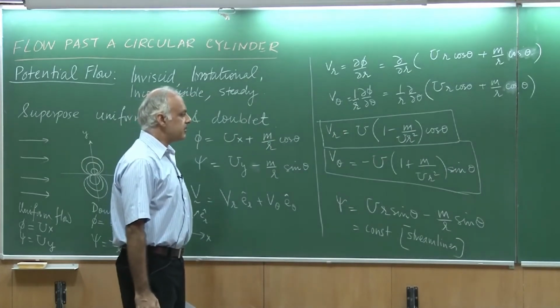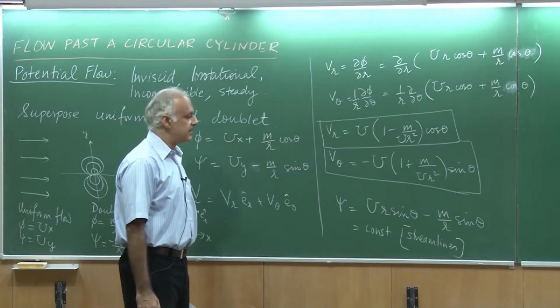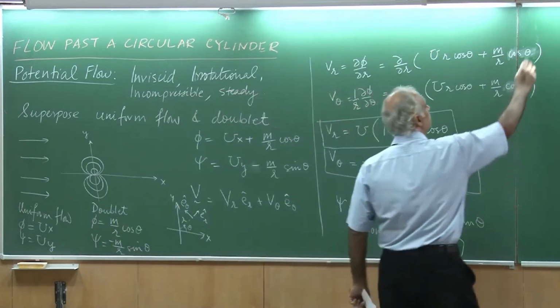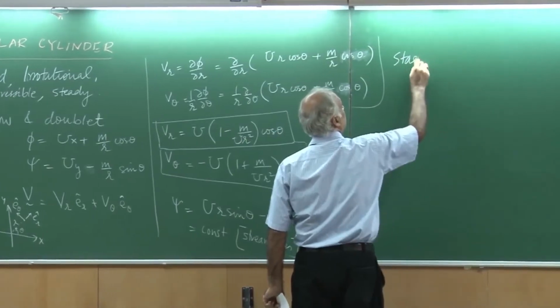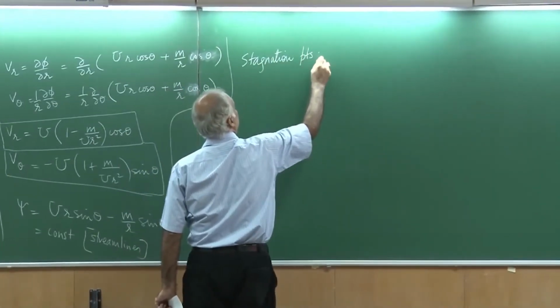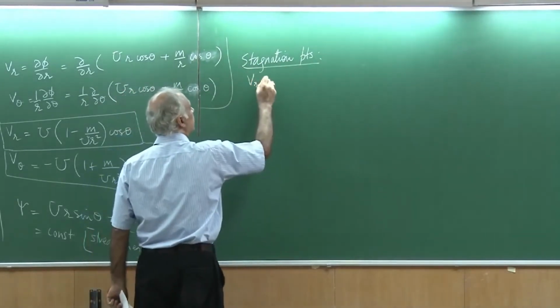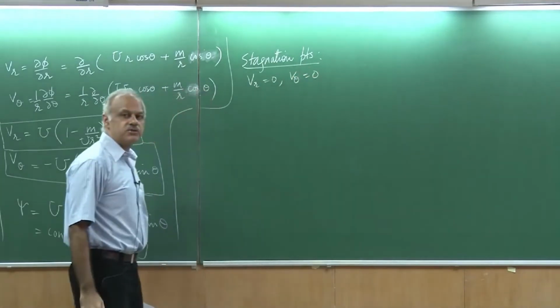Okay, so the first thing that we want to understand is, what about the stagnation points? Does this flow have any stagnation points? So, first question is, the stagnation points. So, these are points where Vr is 0 and V theta is 0. So, the fluid comes to rest.